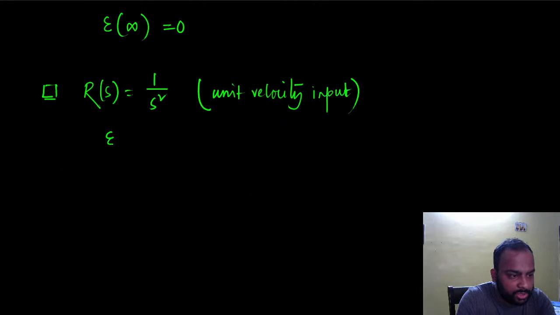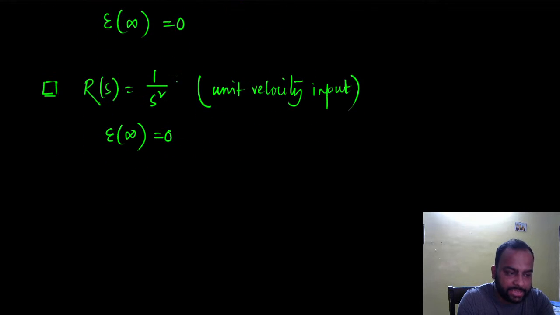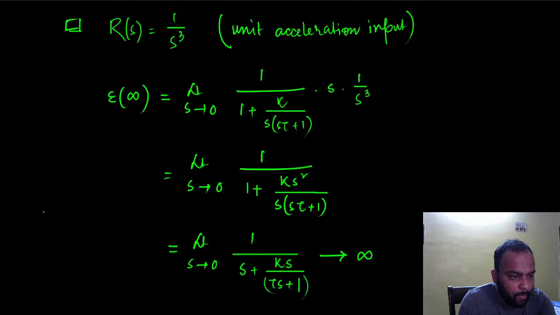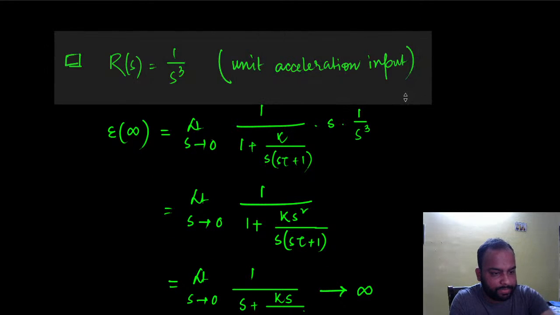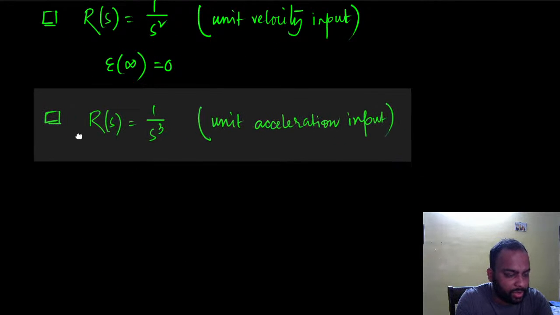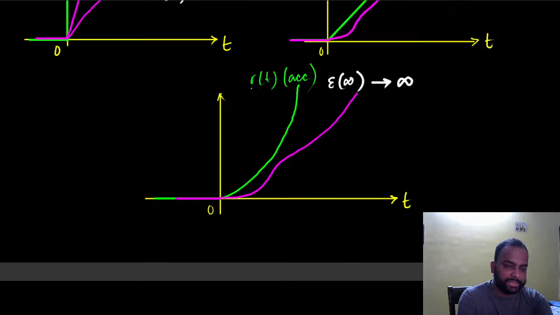For this one, this is also going to be 0. This will be able to follow the velocity input signal properly. You can verify these yourself. And for the acceleration input, it will follow the acceleration input with a certain error, with a fixed or constant error. Here epsilon infinity would be 1 by k, right? So this has these errors.